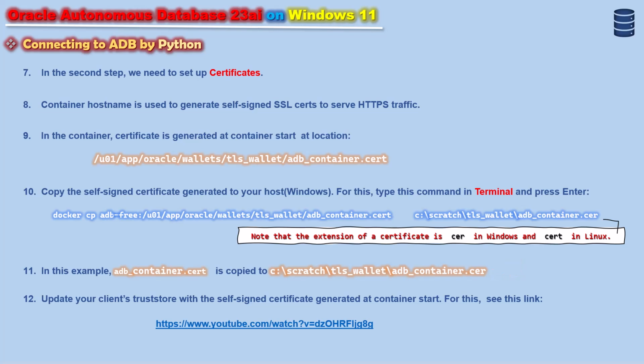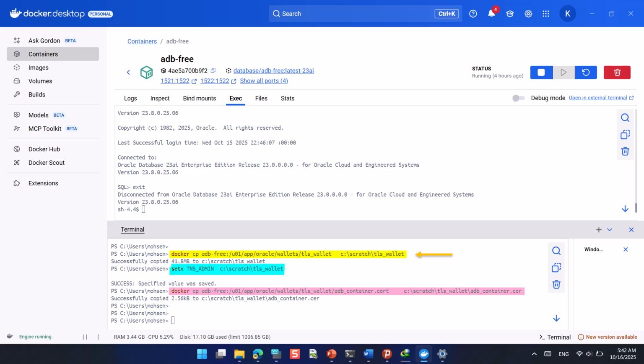Update your client's trust store with the self-signed certificate generated at container start. For this, see this link. Every command and its result can be seen here.